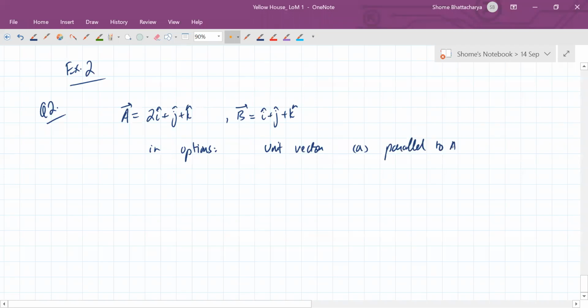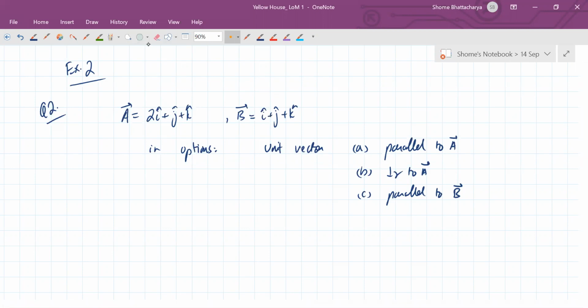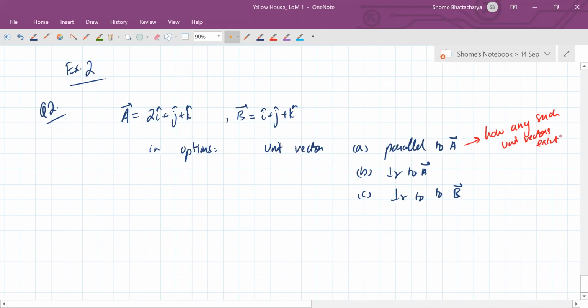Parallel to A, perpendicular to A, similarly parallel to B. We have to check all these things. Sorry, perpendicular to B, not parallel to B. Okay. Now I'll start by asking you a simple question: how many such unit vectors exist?